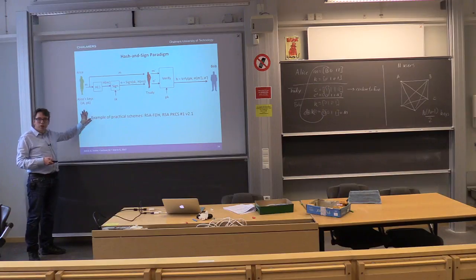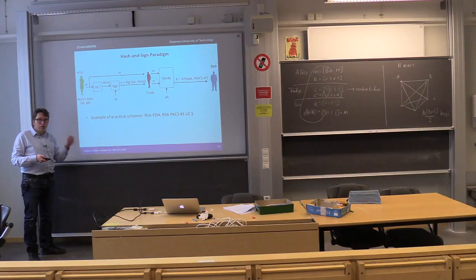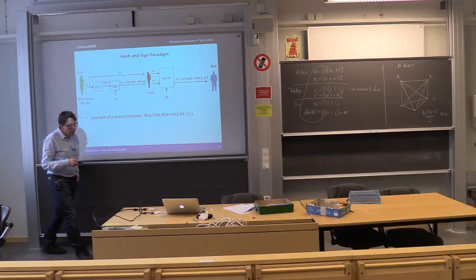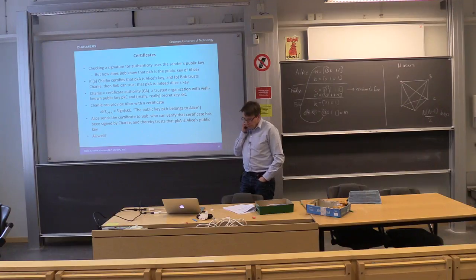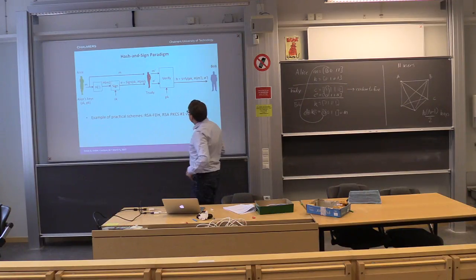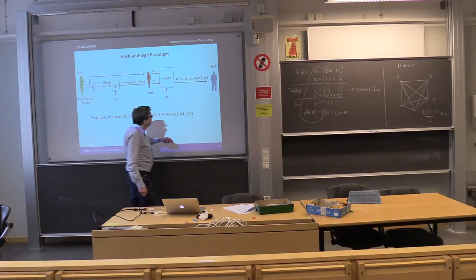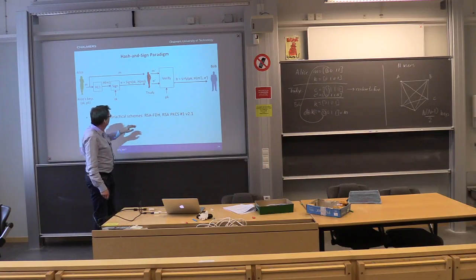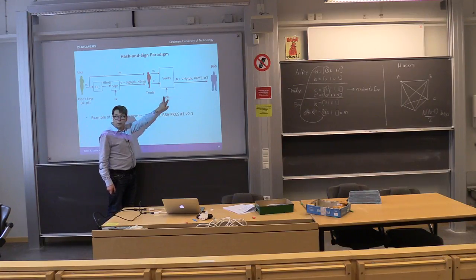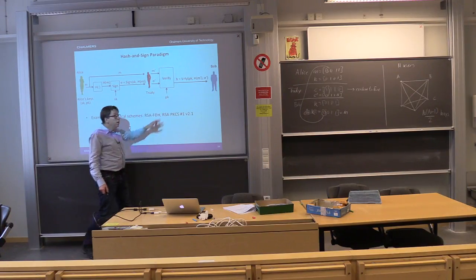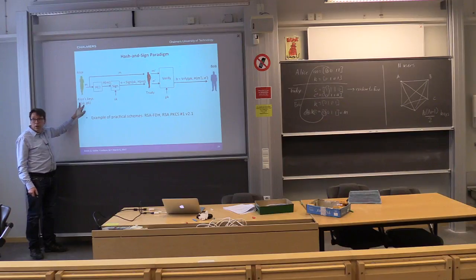Okay, questions on this? So the use of hash functions here is just to save computational complexity. Security is the same, more or less. Now, Bob here is verifying that the message came from Alice by using Alice's public key. How does Bob know that this bit string is Alice's public key?